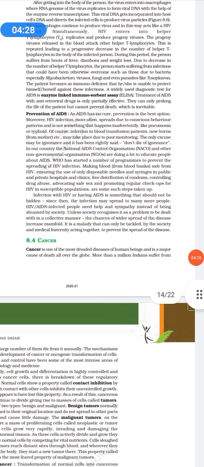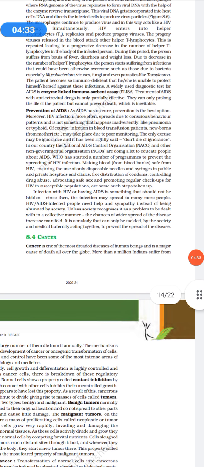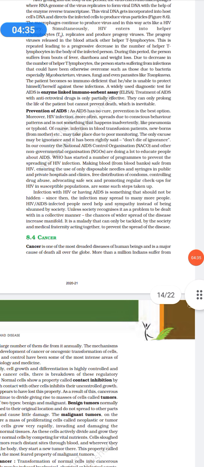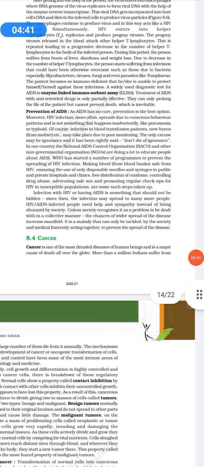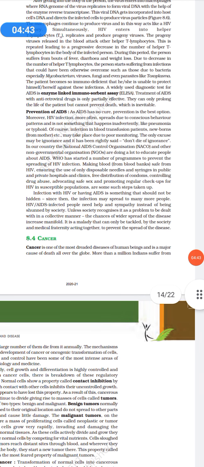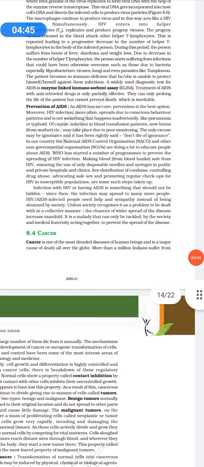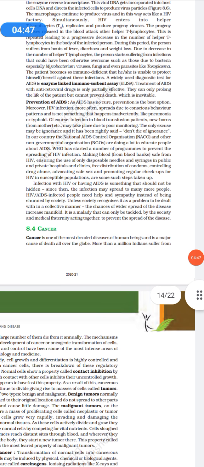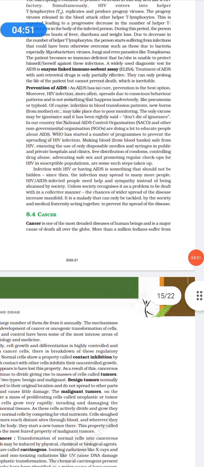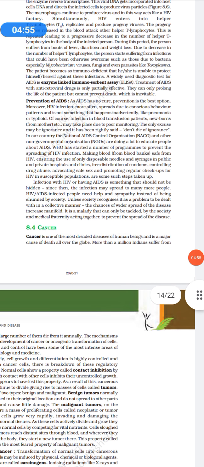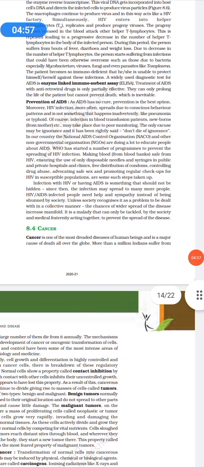A widely used diagnostic test for AIDS is the enzyme-linked immunosorbent assay. Treatment of AIDS with antiretroviral drugs is only partially effective. They can only prolong the life of the patient but cannot prevent death. How can you prevent AIDS? As AIDS has no cure, prevention is the best option.